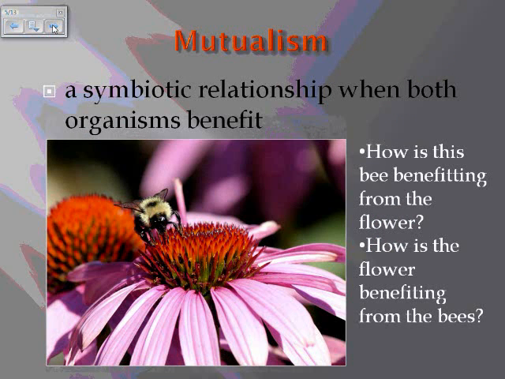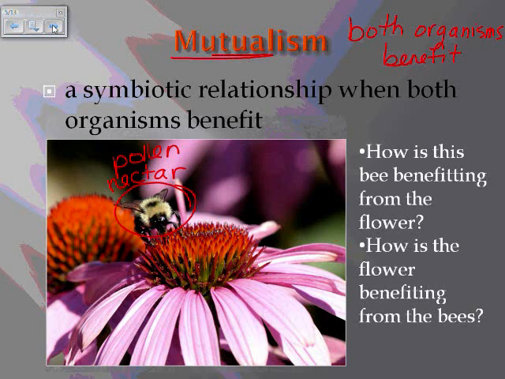Mutualism is our second type of symbiotic relationship. This is a mutual relationship. We say that in a mutualistic relationship, both organisms benefit. It's positive for both. So in this case, we have a bee and a flower. The question that we're asking is how the bee is benefiting versus how the flower is benefiting. Well, what does the bee get? Well, the bee gets pollen, nectar, for food, right?